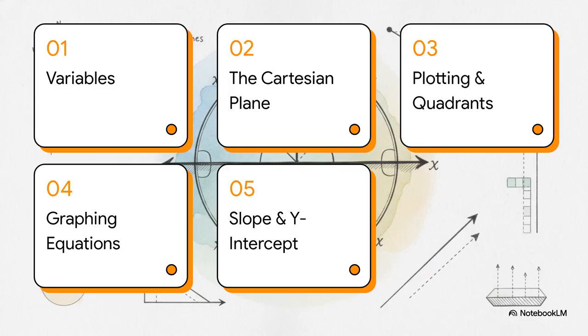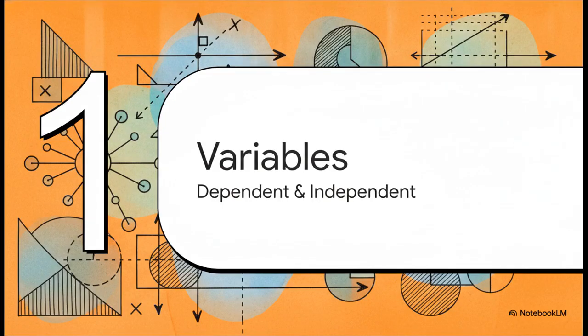Here is our roadmap for today. 1. Variables, dependent and independent. 2. The Cartesian plane. 3. Plotting points and quadrants. 4. Graphing linear equations. And 5. Slope and y-intercept.